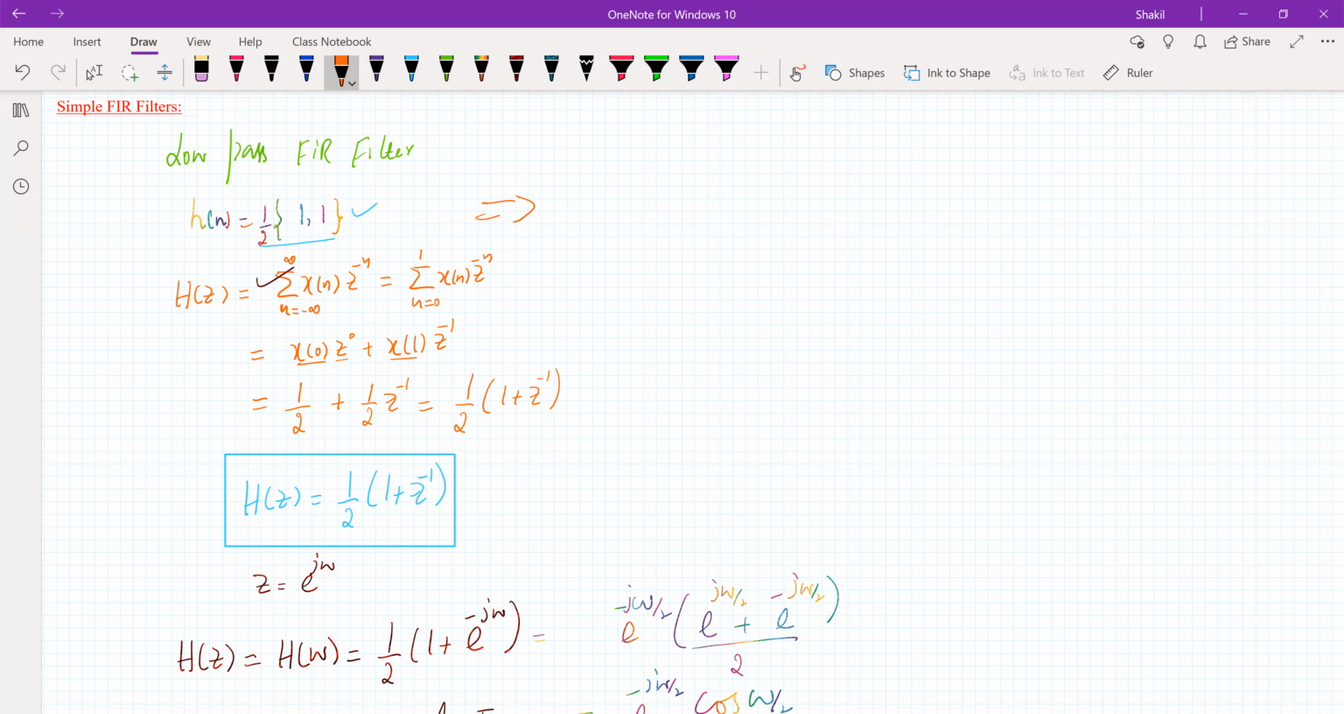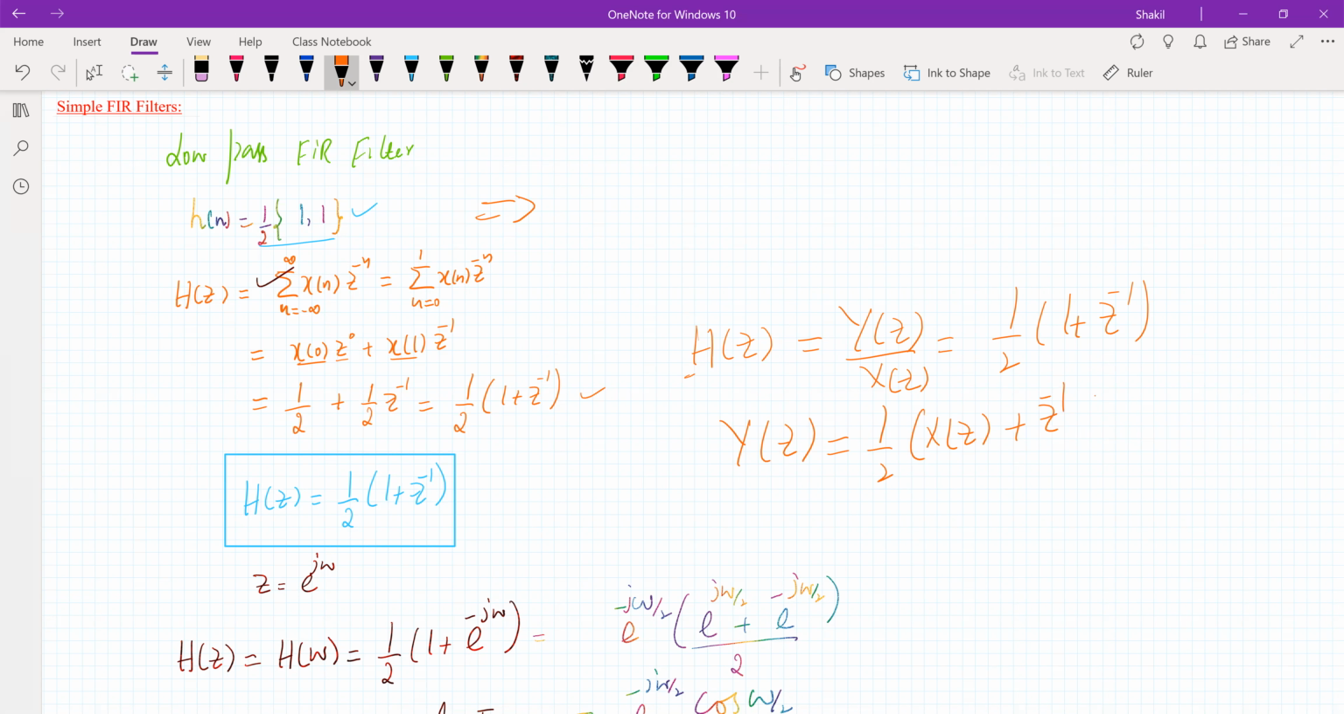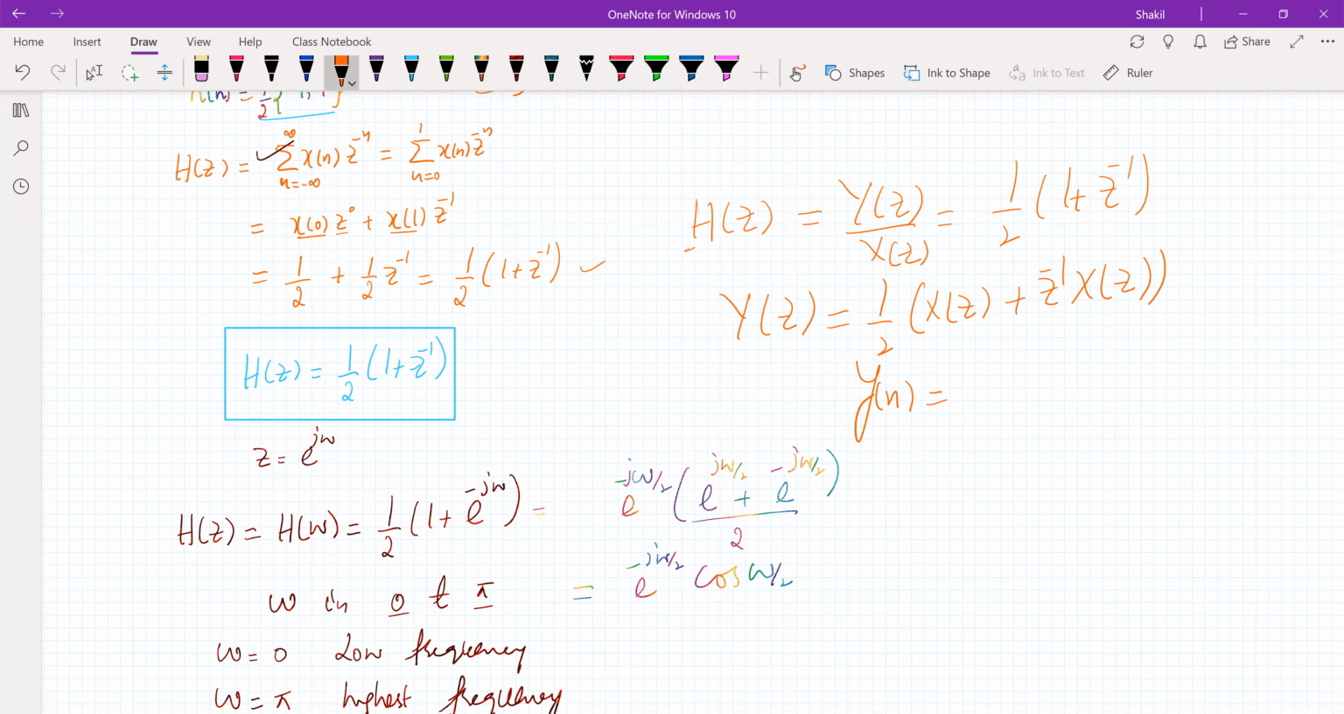The difference equation expression of this will be, we know h of z is given as y of z by x of z, and this is equal to 1 by 2, 1 plus z inverse. Rearranging the terms, this will be y of z equal to 1 by 2 x of z plus z inverse x of z. Now taking the inverse z transform, you will obtain y of n is equal to 1 by 2 x of n plus x of n minus 1. So this is the difference equation expression of a low pass filter.